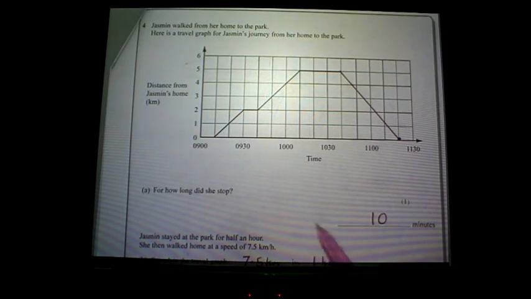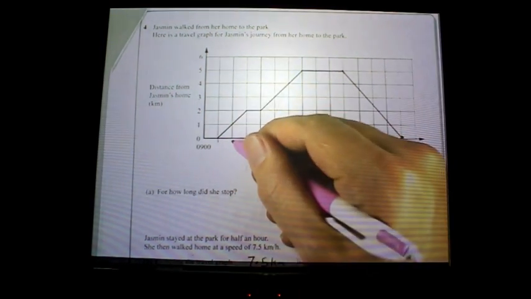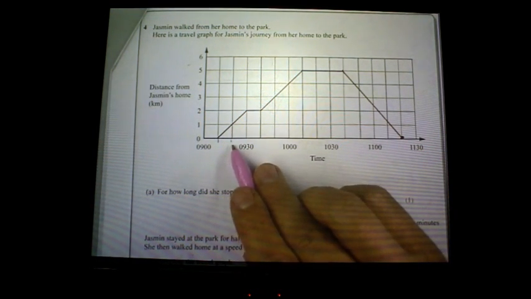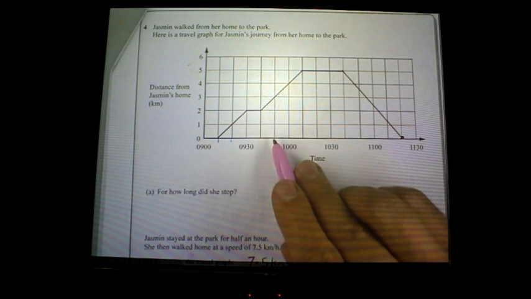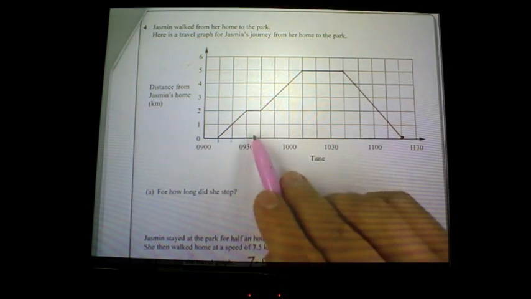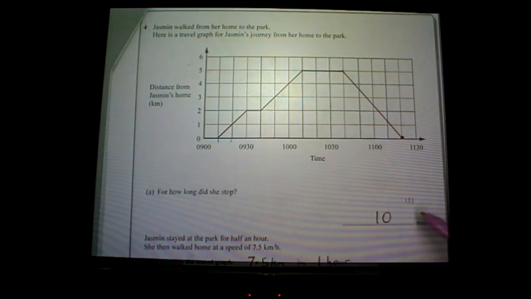Jasmine walked from her home to the park. For how long did she stop? Well, first of all, I always look at these, what they split up into. That's 9 o'clock. There's 2 intervals, and that's 9:30. So that's 10 past 9, that's 9:20, that's 9:30, 9:40, 9:50, 10 o'clock, and so on. She left at 10 past 9. She stopped at 9:30 for 10 minutes, so it's a 10-minute stop.